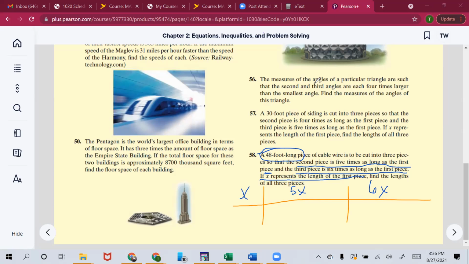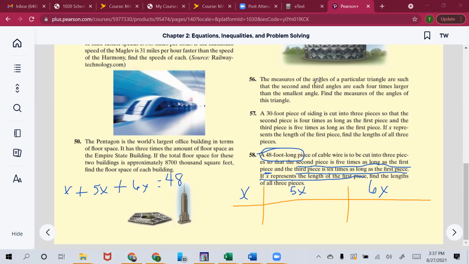So I need to come over here on the other side. x plus 5x plus, oh man, that doesn't even remotely look like a plus, does it? This pen does not want to write pluses. Plus 5x plus 6x. And that's going to be equal to 48.